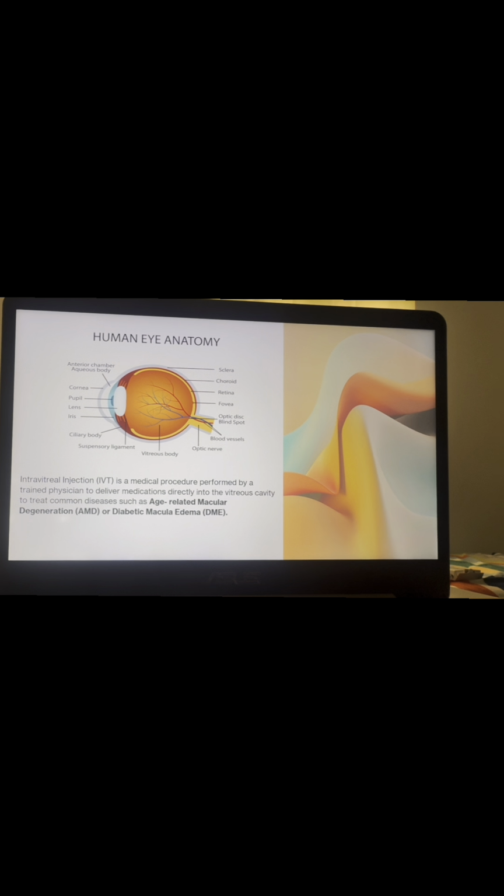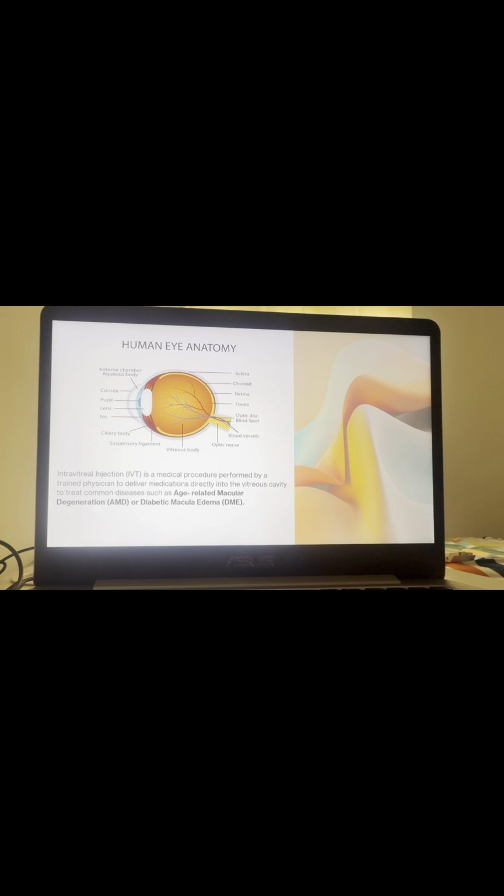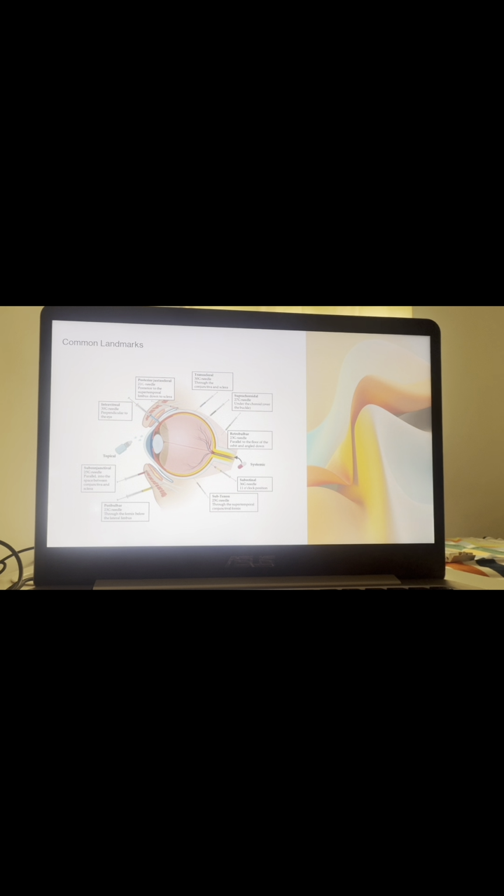So now, bringing you back to your school, the eye anatomy. Can you see, this is the external eye structures. For our clinic, the IVT procedure is done by a doctor or a trained physician to deliver the medications directly into the vitreous cavity to treat common diseases such as AMD, which is age-related macular degeneration, or diabetic macular edema. The location where the injection is done is actually the sclera. The common landmarks, actually for different procedures, you can inject different areas of the eye. For us in Singapore and in our clinic, we commonly administer IVT injection through the intravitreal route.